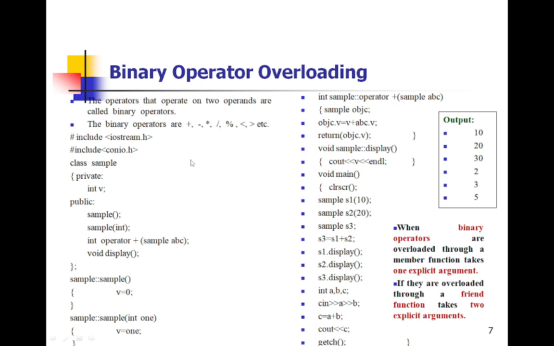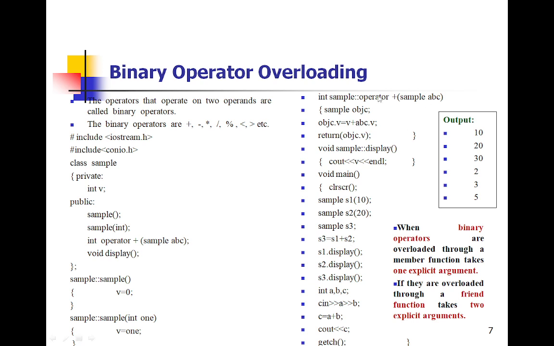Sample abc. Yeah, so let us discuss from the main function. Here we have created one object for the class sample and we are passing one value, the 10 and 20 values as arguments. Whenever the object is created with a single argument, that value will be assigned to the variable v. So 10 and 20 have been assigned to the variable v. Then we have created one more object S3, and we are going to perform the addition of two values by means of the objects. So the plus operator we are using.